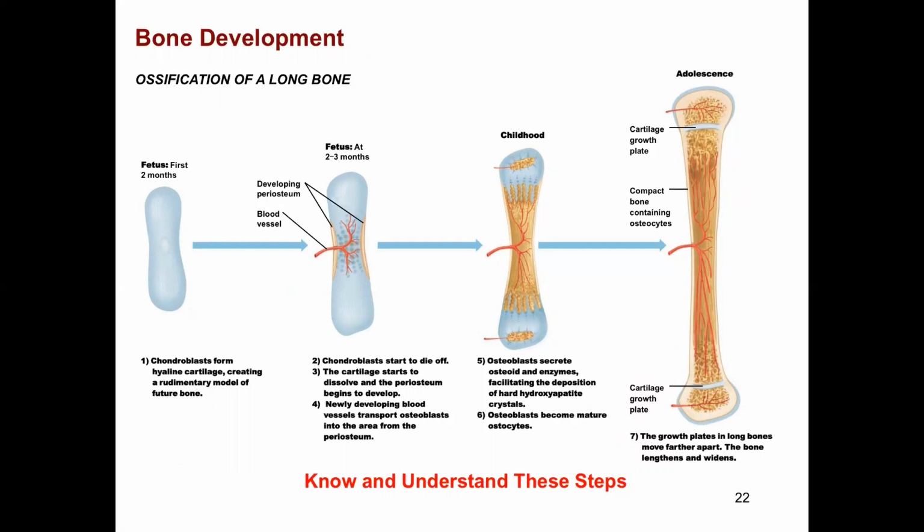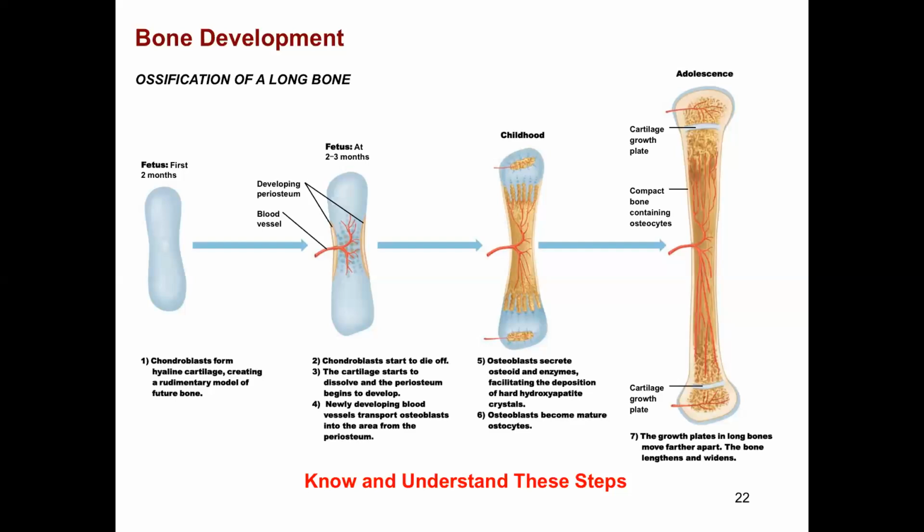At the beginning, we have a cartilage form, and this is called ossification of a long bone because we're starting with a cartilage form. There is another type of bone formation that we don't talk about in this class, where osteoblasts literally make bone on their own without a form. But in this one, we talk about the ossification of a long bone starting with a cartilage model.